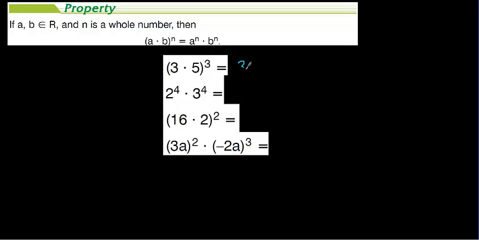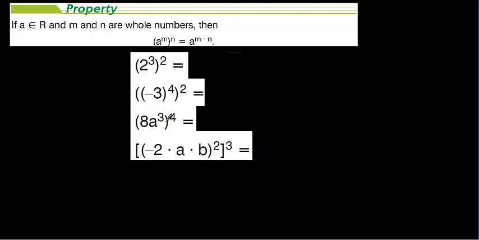I'm going to write this is going to be equal to 3 to the power of 3 times 5 to the power of 3, or the inverse of it, 2 to the power of 4 times 3 to the power of 4, when the powers are the same. If the bases are different, you can write under the 2 times 3 to the power of 4, and 2 times 3 is equal to 6, so 6 to the power of 4. It may be 16 times 2, which is 2 to the power of 2 times 2 to the power of 2, and the other one is going to be an exercise for us.